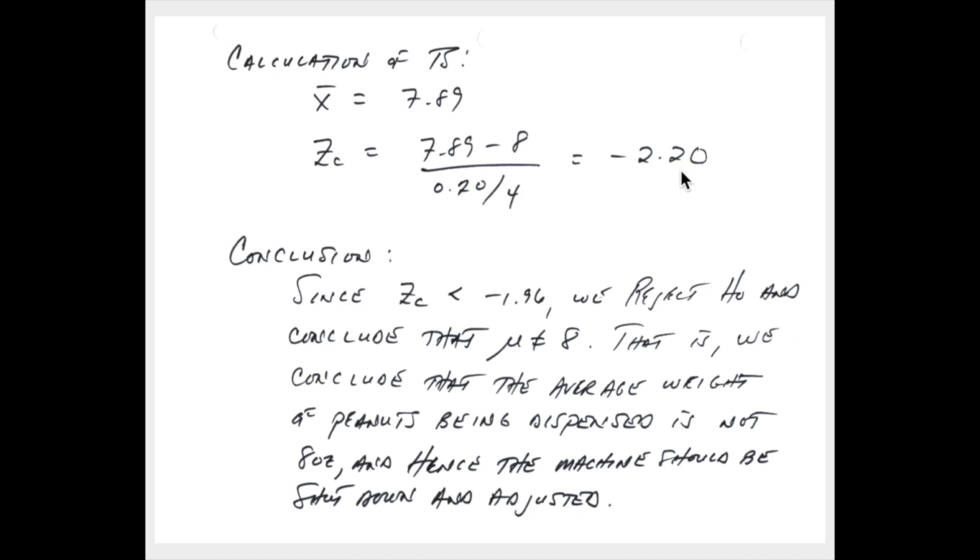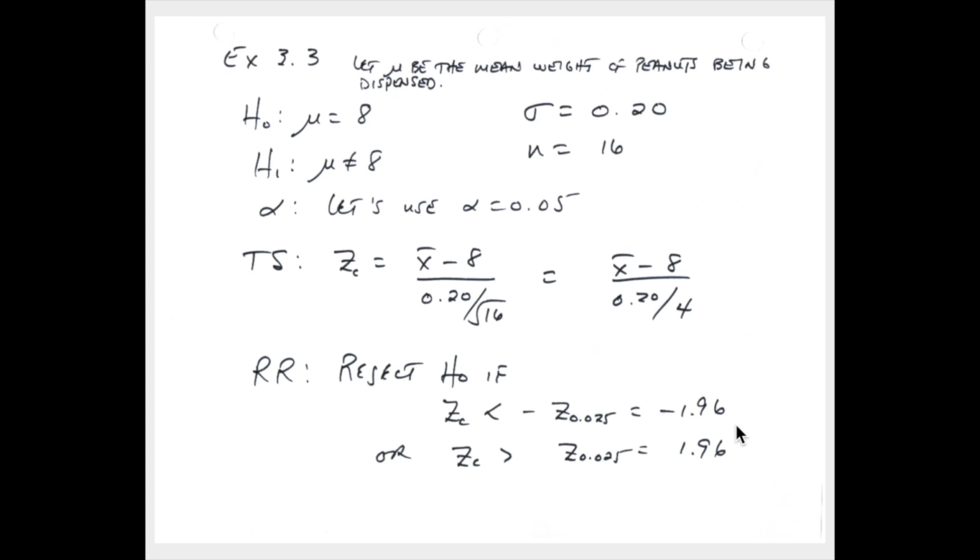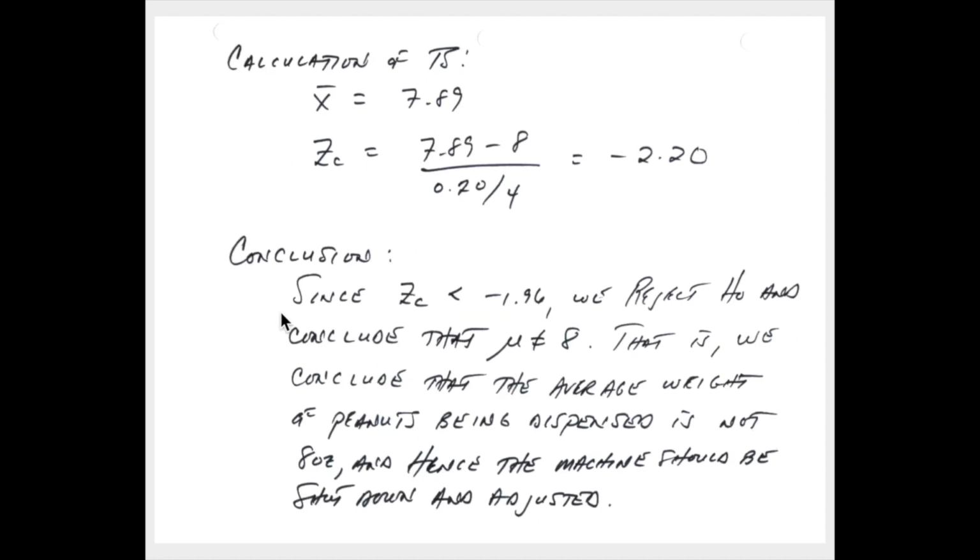Now, what do we do with that? Well, we go back up and we look to see, has our rejection criteria been satisfied? Are either of these two statements true? And in fact, the first one is. And we would say since z-calc, since negative 2.2, is strictly less than negative 1.96, we reject the null hypothesis and conclude, therefore, that the alternative hypothesis is true, which says that mu is different than 8. In other words, we conclude that the average weight of peanuts being dispensed is not 8 ounces, and hence the machine should be shut down and adjusted.